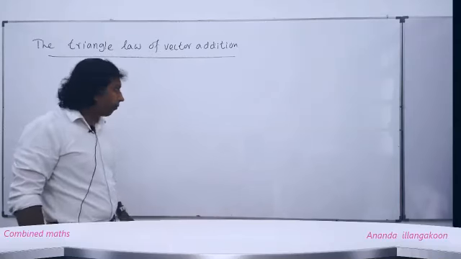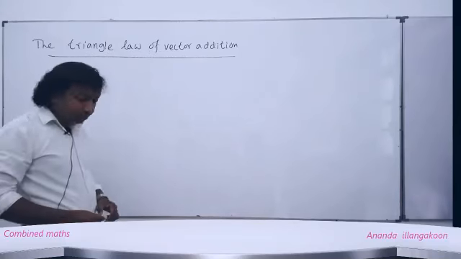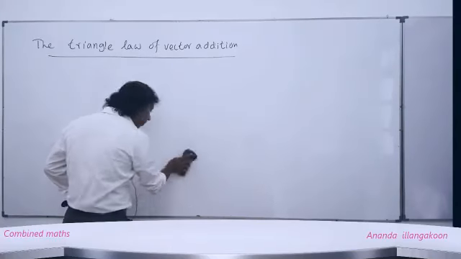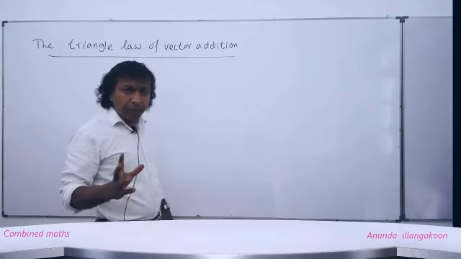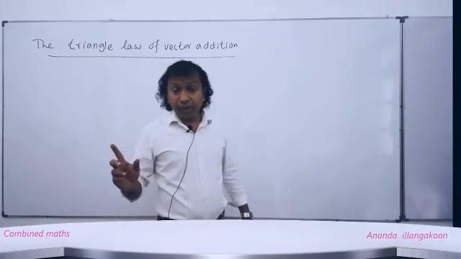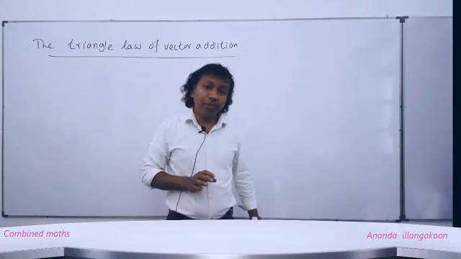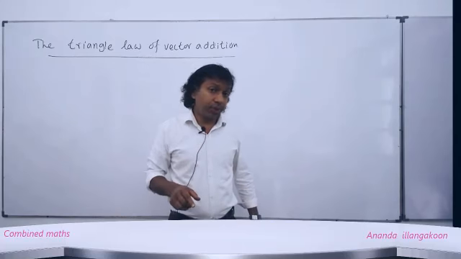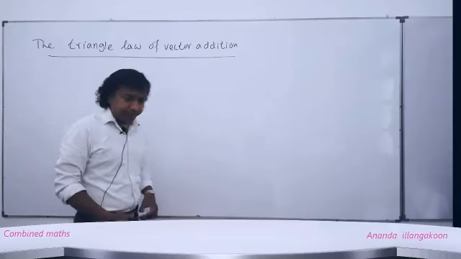The triangle law of vector addition. Now, what is the triangle law? When two vectors are represented by the adjacent sides of a triangle in magnitude and direction, then their sum will be given by the third side of the triangle in magnitude and direction. Understood? Okay. Write down that one.